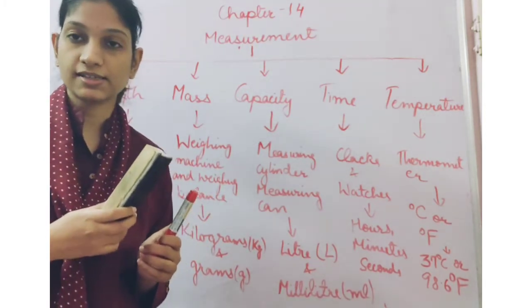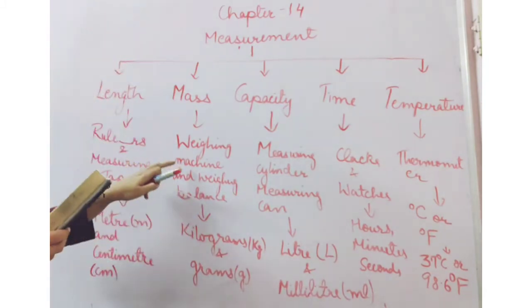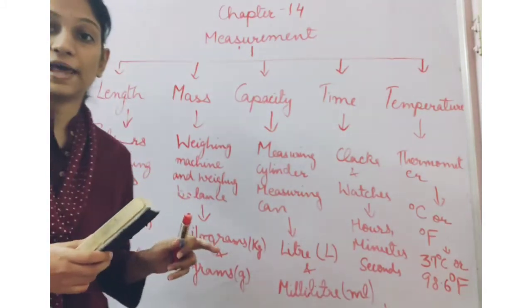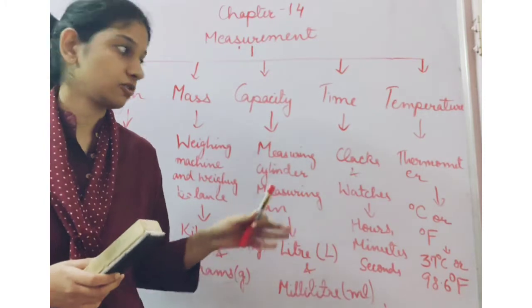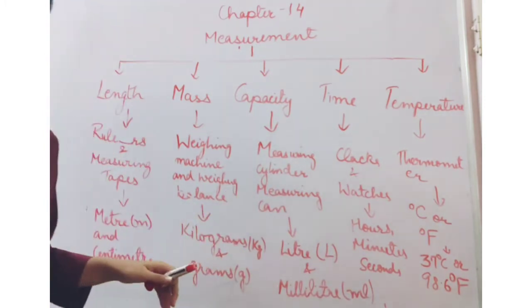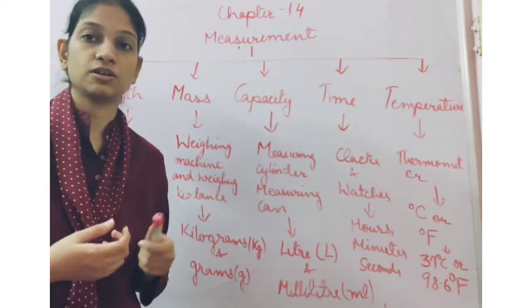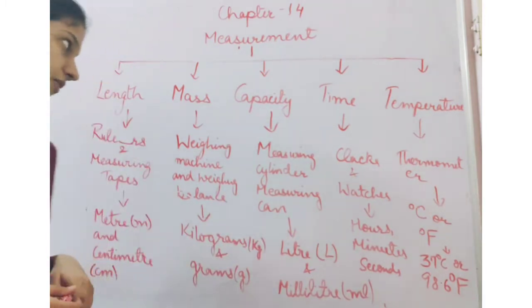Now, what are the devices that we use to measure mass? They are weighing machine and weighing balance. You must have seen a weighing balance at a small grocer shop, right? They use the weighing balance to weigh the potatoes, tomatoes, etc.